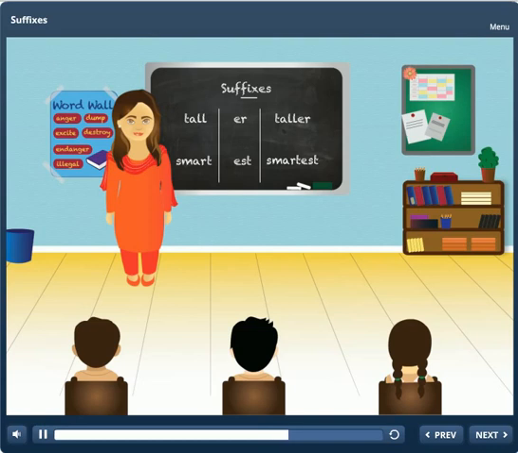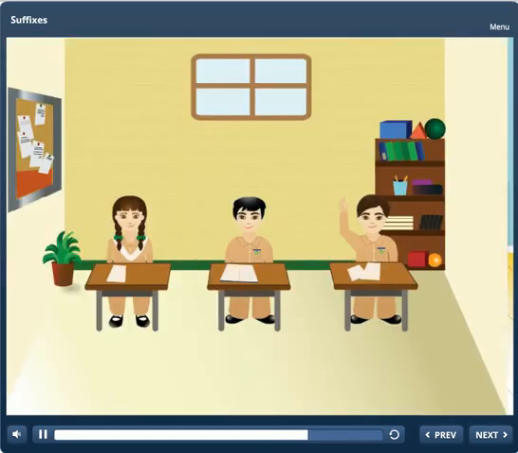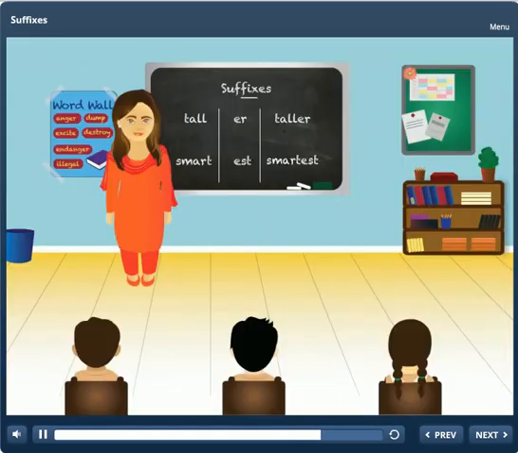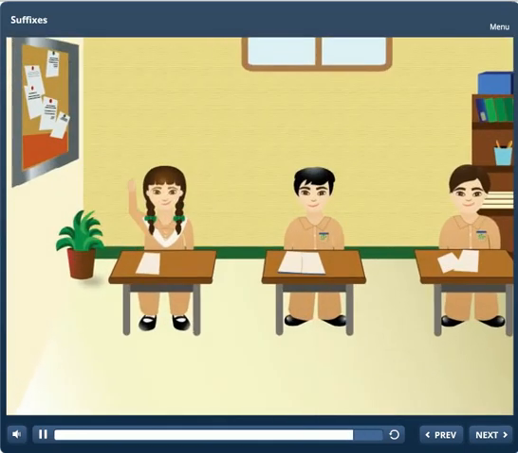Now, who can tell me the continuous tense of the verb cry? Crying. Excellent. What was the original word? What letters did we add to the original word? What word did we get? The original word was cry. We added ing at the end of cry and we got the new word crying.